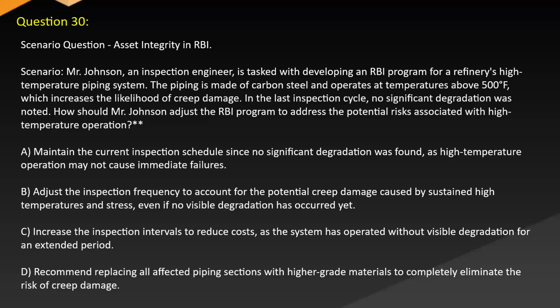A. Maintain the current inspection schedule since no significant degradation was found, as high-temperature operation may not cause immediate failures. B. Adjust the inspection frequency to account for the potential creep damage caused by sustained high temperatures and stress, even if no visible degradation has occurred yet. C. Increase the inspection intervals to reduce costs, as the system has operated without visible degradation for an extended period. D. Recommend replacing all affected piping sections with higher-grade materials to completely eliminate the risk of creep damage.